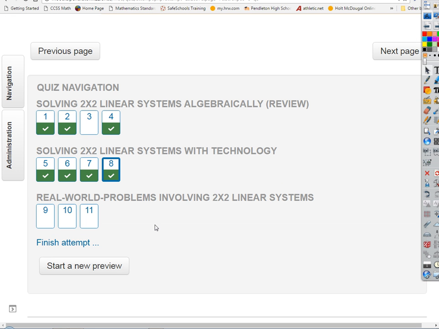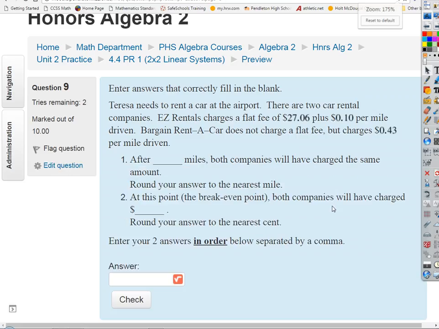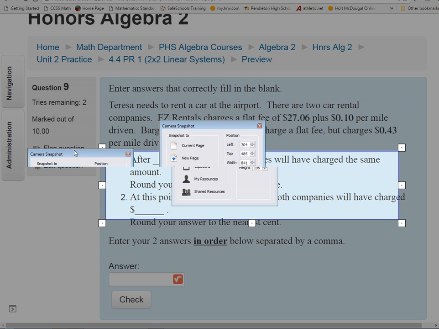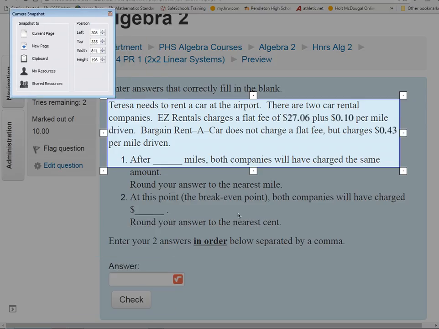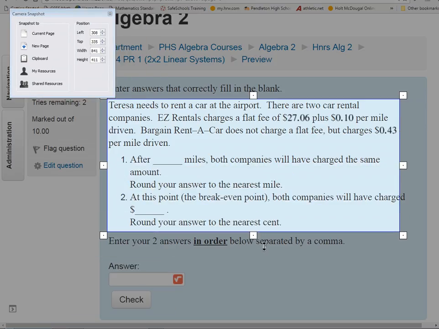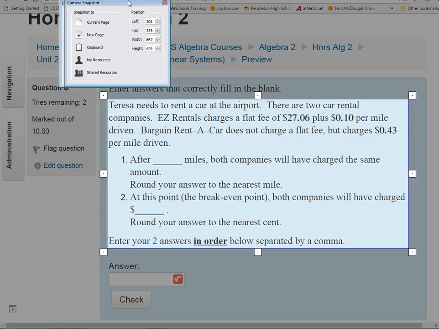Okay, some real-world problems involving 2x2 linear systems. You've seen a ton of these kinds of problems in the past, I'm sure. So let's look at something like this. I'm going to grab this one and put it on the Promethean board so I can write some stuff. Okay, so something like this now.